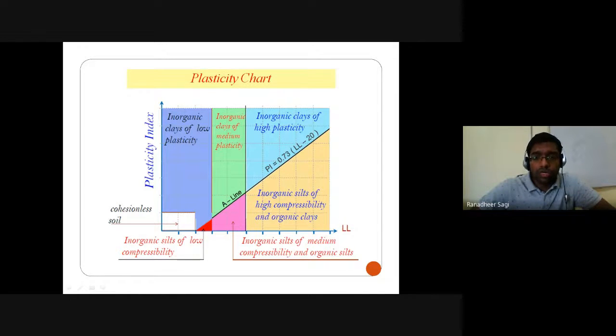So in today's class we have talked about the different methods by which you can determine the liquid limit value of the fine grained soil, and we have also seen how to determine the plastic limit value and shrinkage limit value. We have also talked about various other parameters like plasticity index, liquidity index, and consistency index values of your soil.